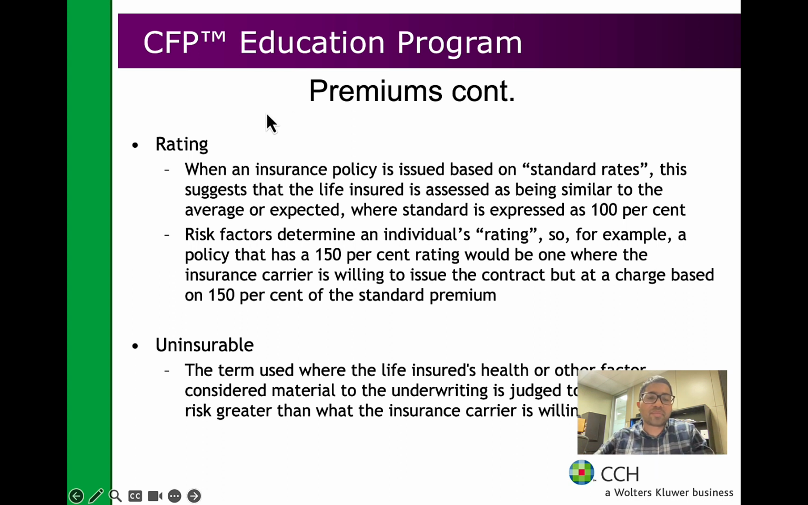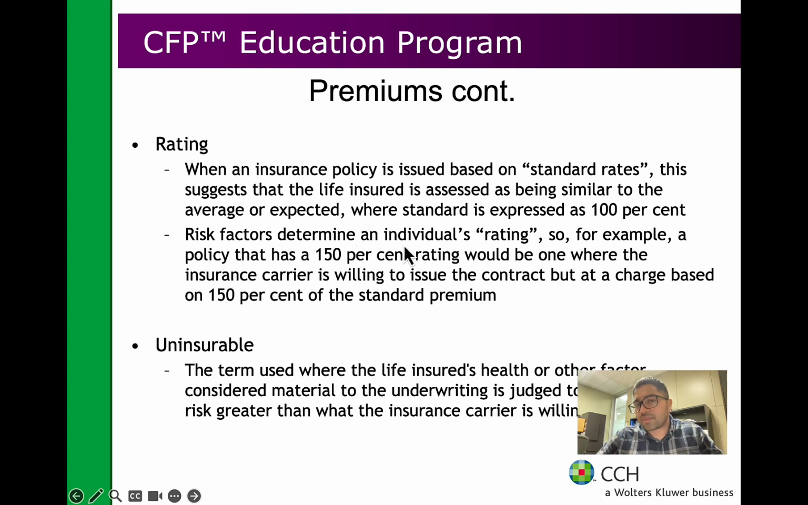Then, premiums also depend on rating. When an insurance policy is issued based on standard rates, this suggests that the life insured is assessed as being similar to an average or expected person. So standard is expressed as 100%. But certain individuals are not standard. So they have additional risk factors, and those risk factors will change their rating.